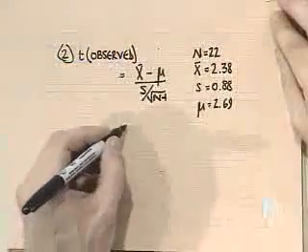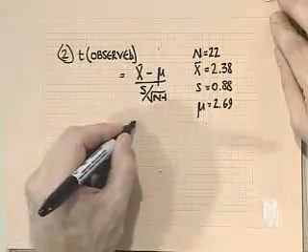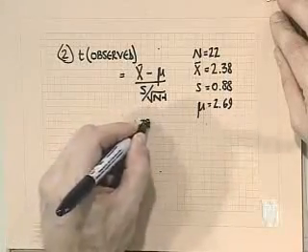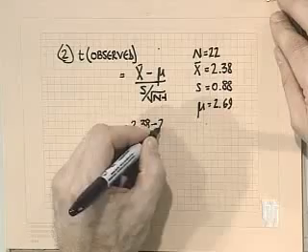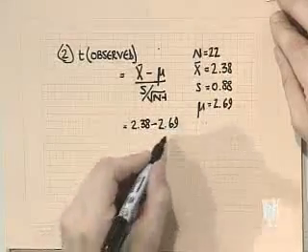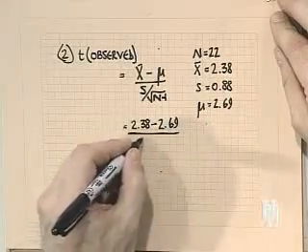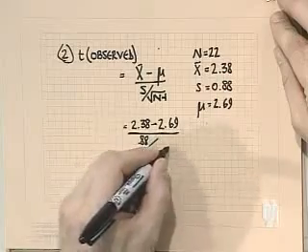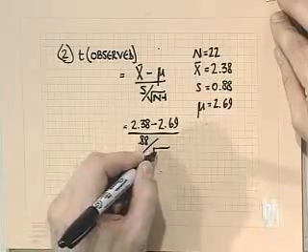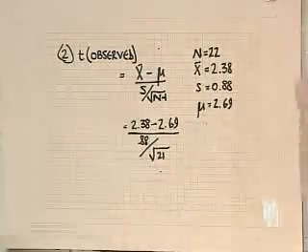We then simply need to place these scores into this formula. X bar, 2.38, minus mu, which is 2.69, divided by s, which is 0.88, over the square root of n minus 1, which is 21.